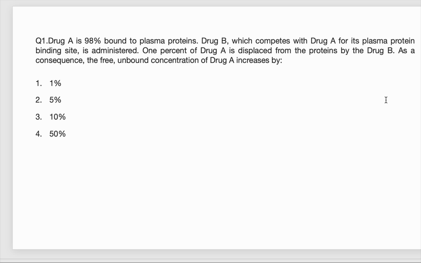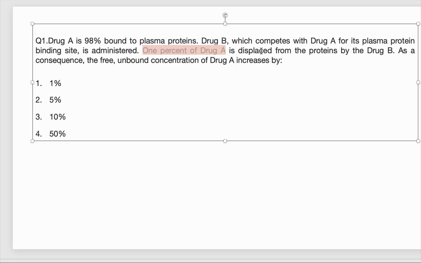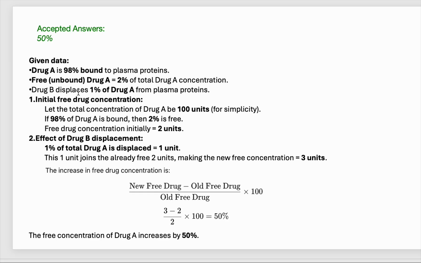The next part states that drug B displaces drug A. 1% of drug A is displaced by drug B. Forget about all these other things, just see: 1% of drug A is displaced by drug B. That means we have one more free unit of drug A, right? Because drug B is displacing 1% of drug A. So now the total free drug units is 3.